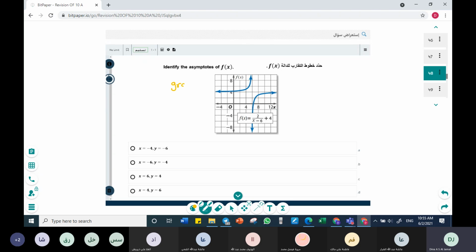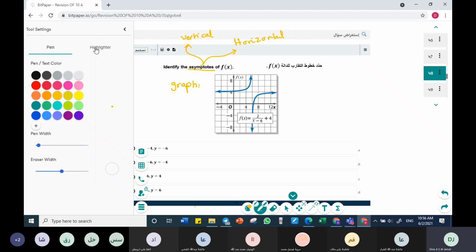So if I'm having a graph, to identify the asymptotes, you have two types: vertical and horizontal. We took a third type, which is the oblique asymptote. And we have discussed previously that if there is a horizontal asymptote, then there is no oblique asymptote. So please revise the asymptotes lesson.